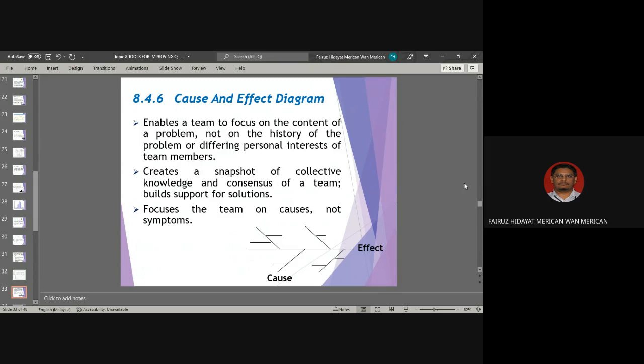Okay, number 6, cause and effect diagram, also known as the fishbone diagram, and also known as the Ishikawa diagram.